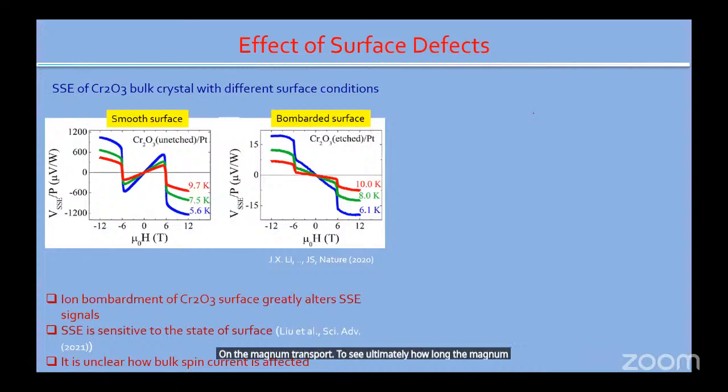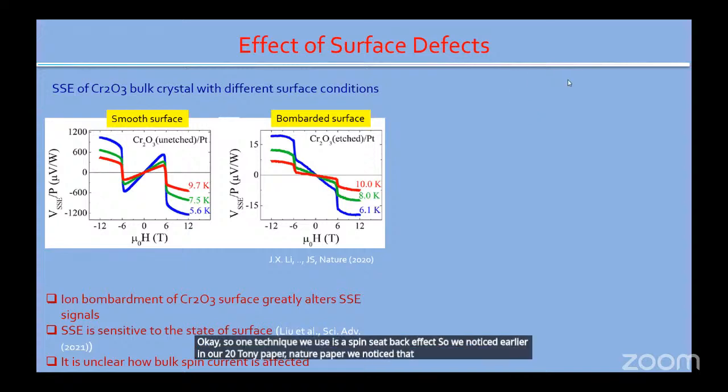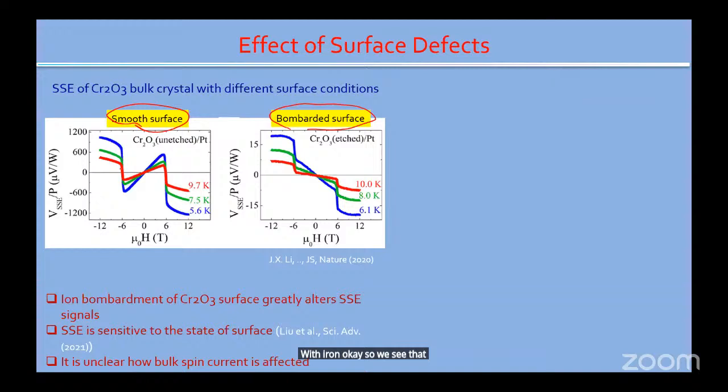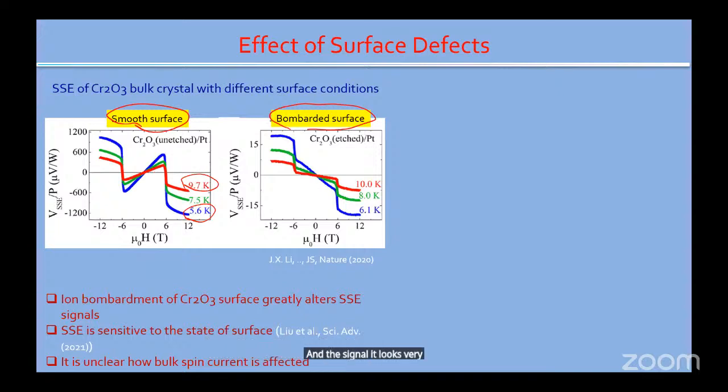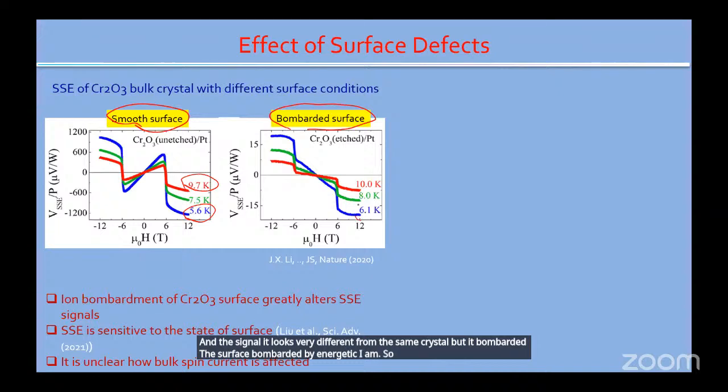So one technique we use is the spin Seebeck effect. We noticed earlier in our 2020 Nature paper, comparing a smooth surface of the bulk crystal with an intentionally bombarded surface with ions, let's look at the lowest temperature, which is blue. The signal looks very different from the same crystal with the surface bombarded by energetic ions. So now you see the huge difference. The slope, even in the middle, is changed from positive to negative.